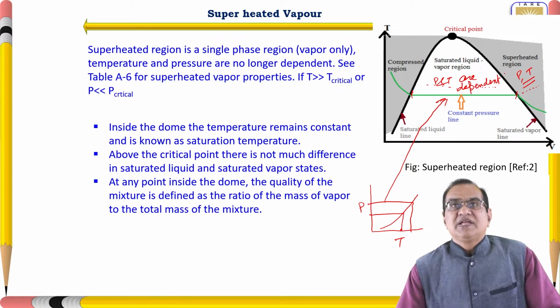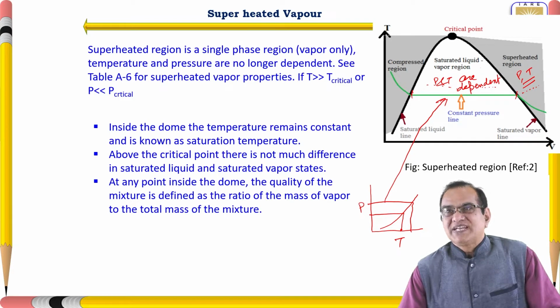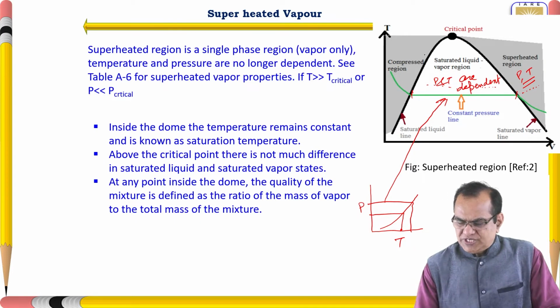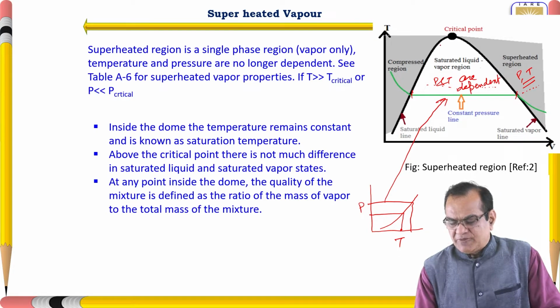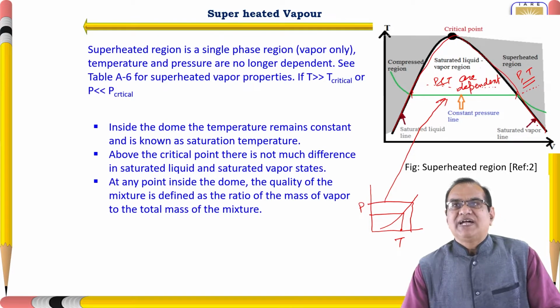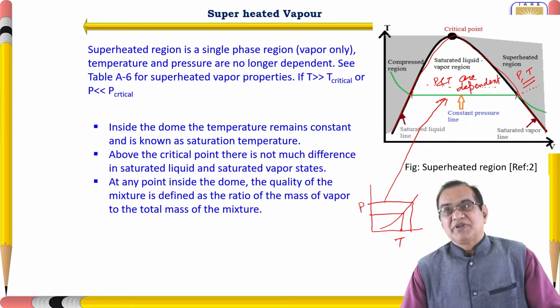So, the table A6 for superheated vapor property, if T is greater than the T critical or P is less than P critical, then it is called the superheated vapor zone. Inside the dome, so if you see here, this black line from here to here, this is called the dome. Inside the dome, the temperature remains constant and is also the saturation temperature. This is called the saturation temperature.